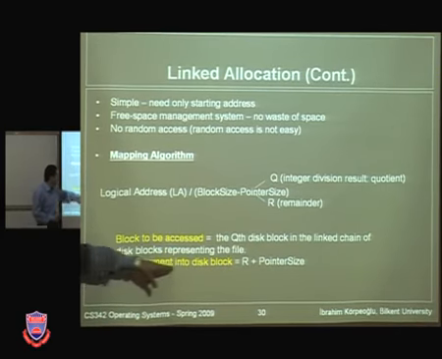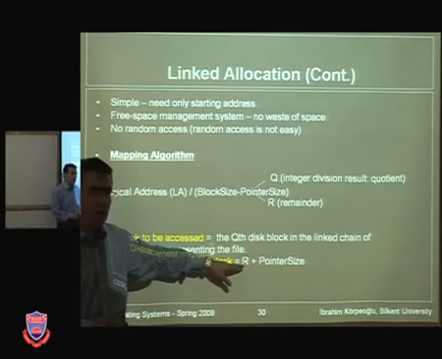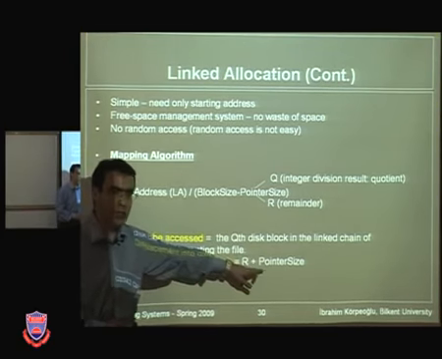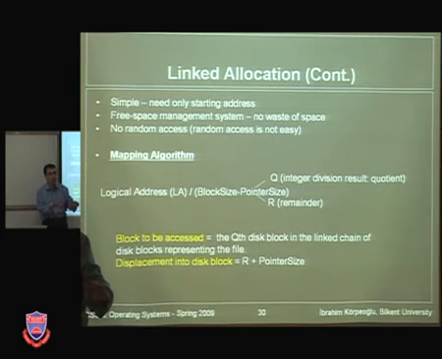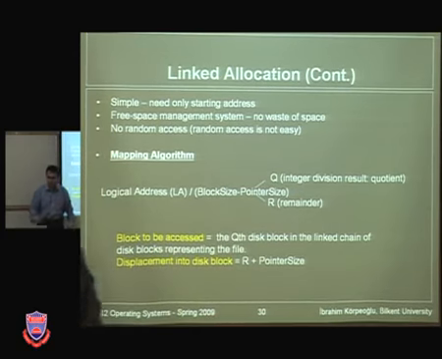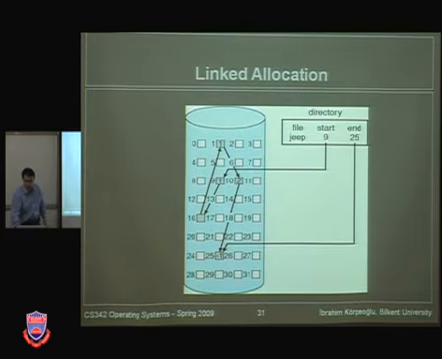And the displacement into the disk block will be R, the remainder, plus the pointer size, assuming the pointer is sitting at the beginning of the block. You'll understand that better with an example that we will do.